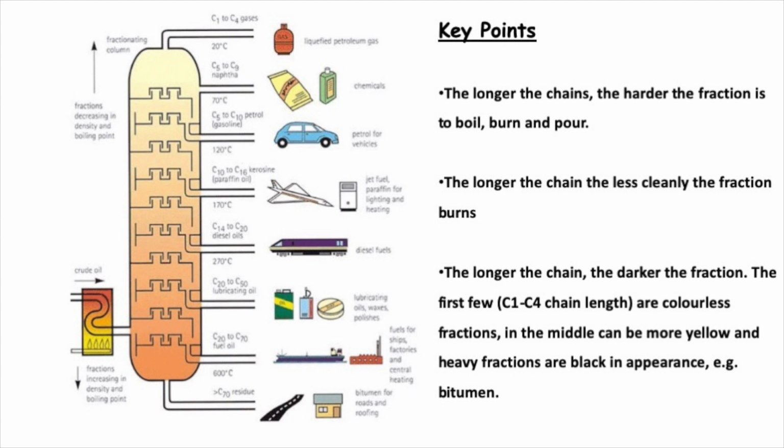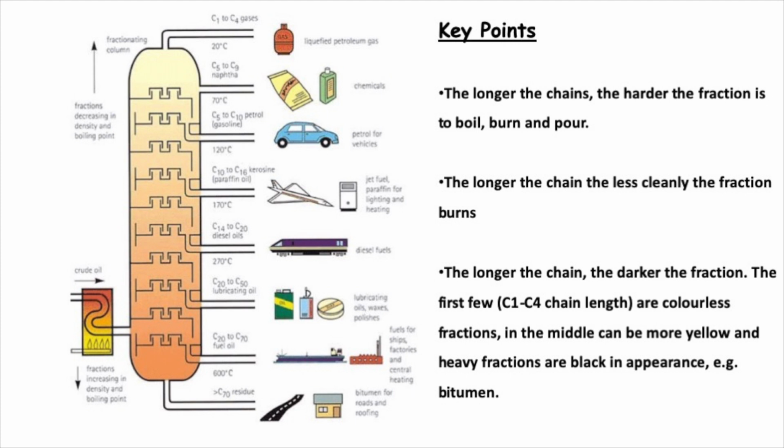Now this diagram is also excellent because it shows some of the uses of the fractions in more detail. So the lubricating oil fraction contains lots of products that are used for waxes and polishes, whereas the paraffin fraction contains kerosene, which is used for jet fuel, and paraffin, which is used for lighting and heating.